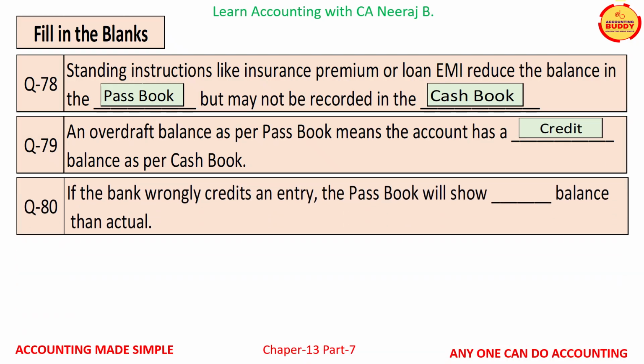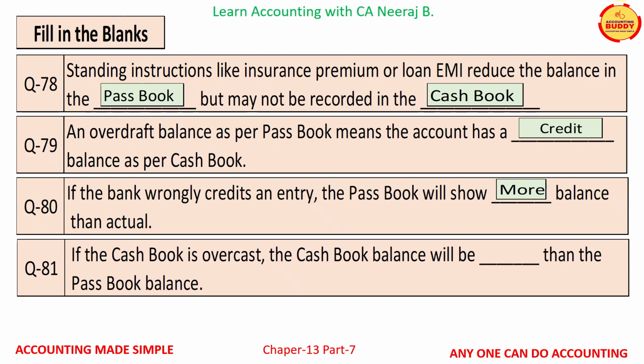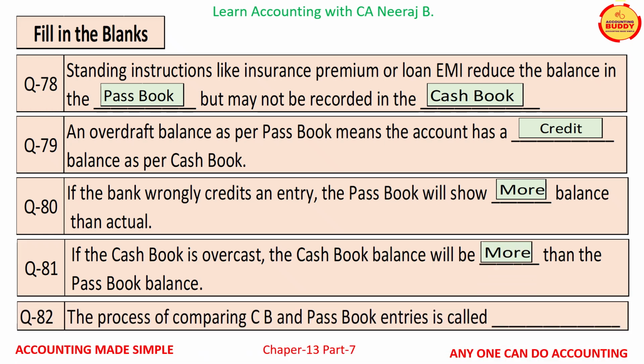Question number 80: if the bank wrongly credits an entry, passbook will show dash balance than actual. The correct word is more than the actual balance. Question number 81: if the cash book is overcast, the cash book balance will be dash than the passbook balance. The correct word is more than the passbook balance. Question number 82: the process of comparing cash book with passbook entries is called reconciliation.